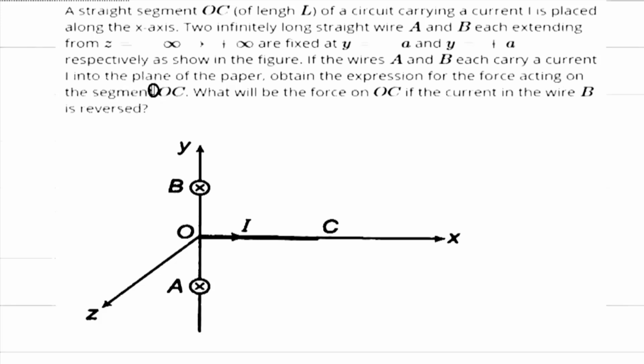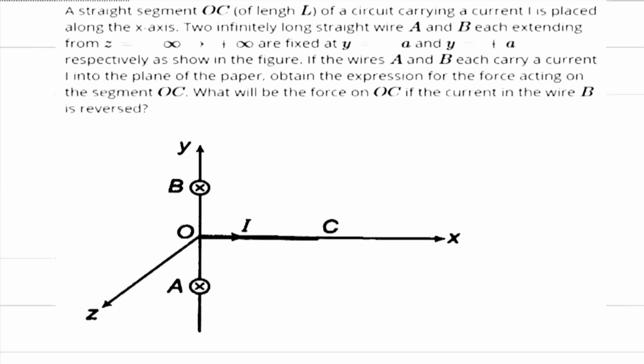So if there is a current flowing through these wires, there will be a force acting on the wire element OC also. So what is that force acting on the segment OC? You have to find it. That is the first one. Then what will be the force on OC if the current in the wire B is reversed? If the direction of current is reversed, what happens to the force on OC? We are supposed to calculate.